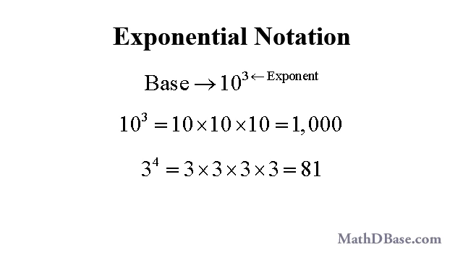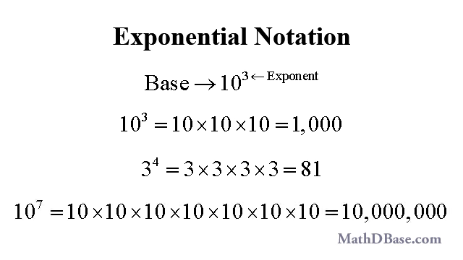Similarly, 3 to the fourth is the same as 3 times 3 times 3 times 3, and is equal to 81. 10 to the 7th is a shorthand numerical way of writing 10 millions, a 1 followed by 7 zeros.